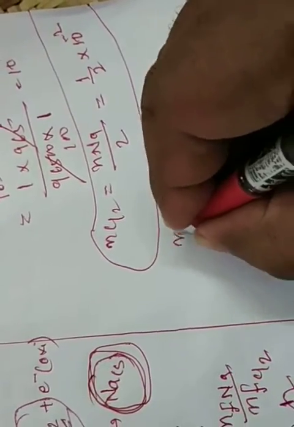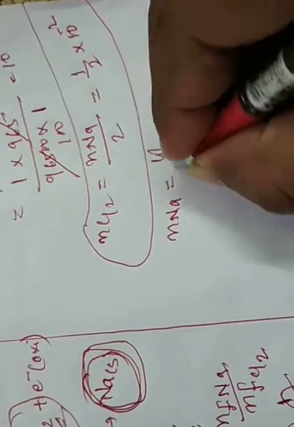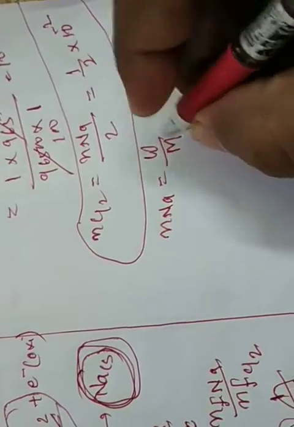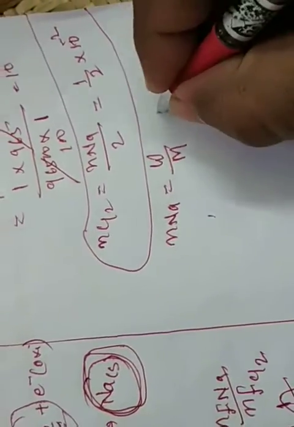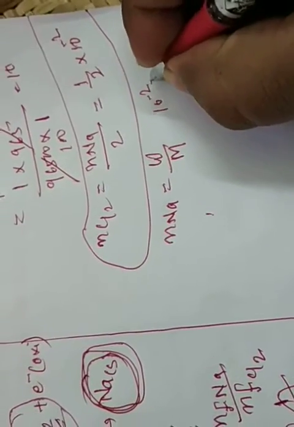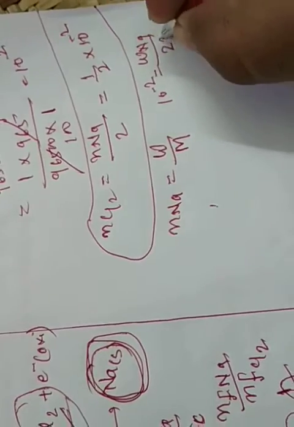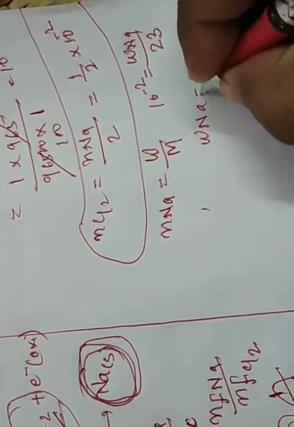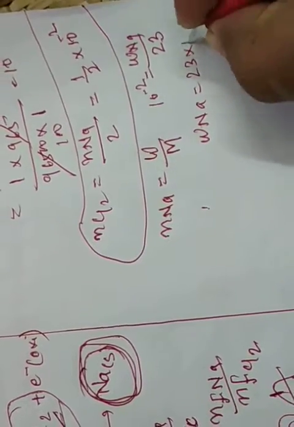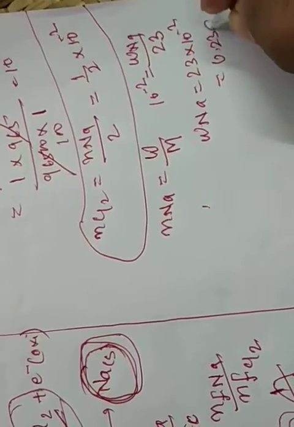Now you know the number of moles of sodium is equal to mass upon molar mass. So the number of moles of given Na is 10 to the power minus 2, and you find the weight of Na divided by the molar mass of Na, which is 23. So W(Na) is 23 into 10 to the power minus 2. It means 0.23 gram.